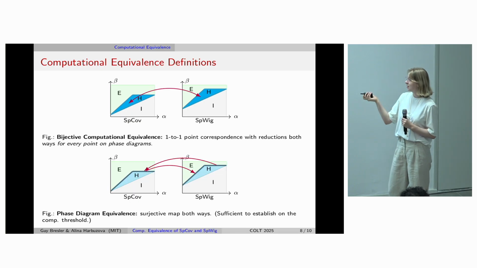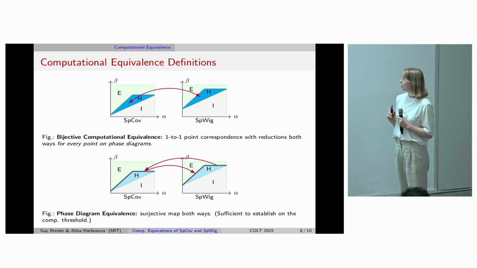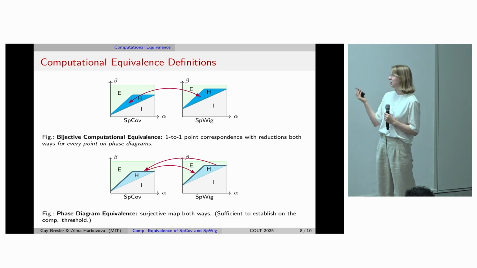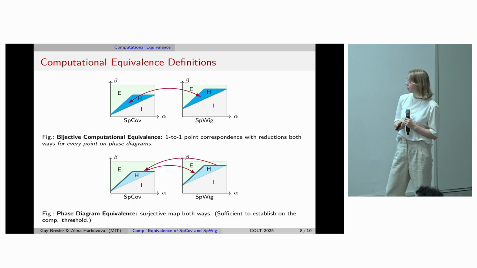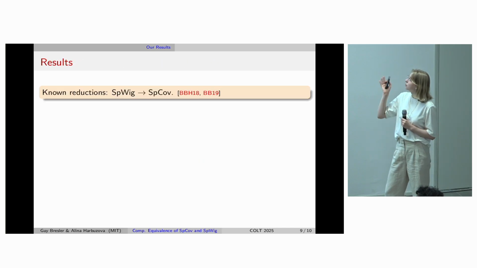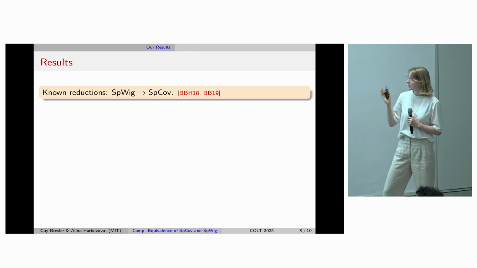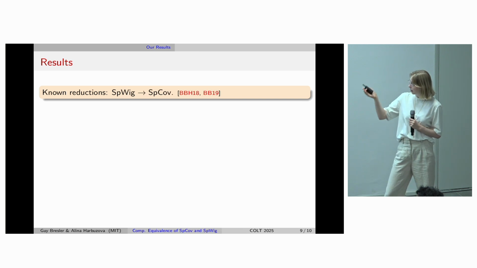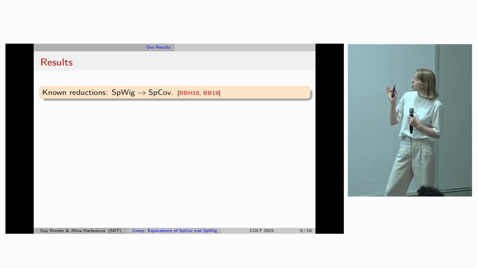To slightly relax the definition, we also consider the phase diagram equivalence, where what's required is a surjective map both ways, meaning that knowing hardness for the entire region of one problem, we obtain hardness for the entire region of the other. With those definitions in mind, let me present our results. We note that there exist average case reductions from the Spike-Wigner model, this is the one with the IID noise, to the spike covariance. And we were in fact able to get a computational hardness result for spike covariance for parts of the parameter regime for spike covariance.